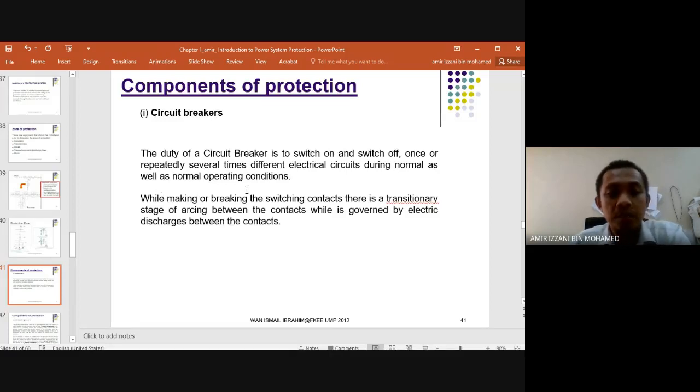While making or breaking the switching contact, there is a transitionary stage of arcing between the contacts, governed by electrical discharge between the contacts. Sometimes in your house you can see an electrical spark when you turn on or turn off the switch. You can imagine that is a kind of arcing, but for a longer time. Arcing is a spark for a longer time.